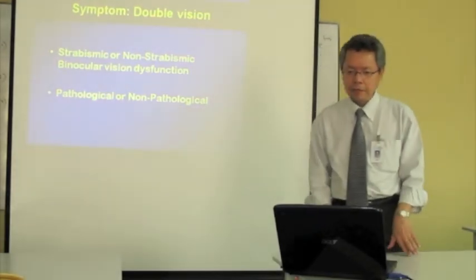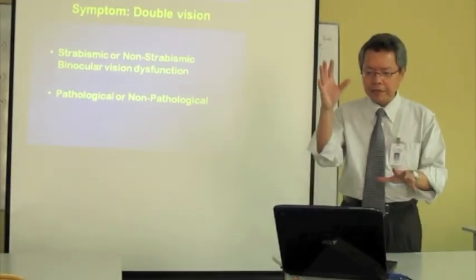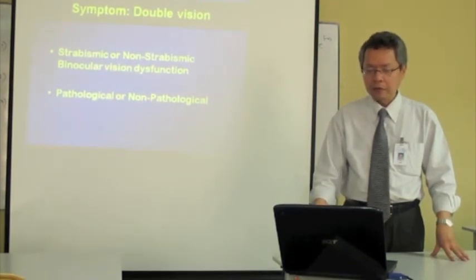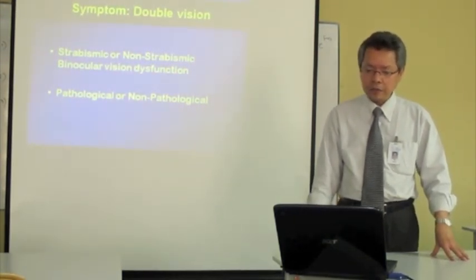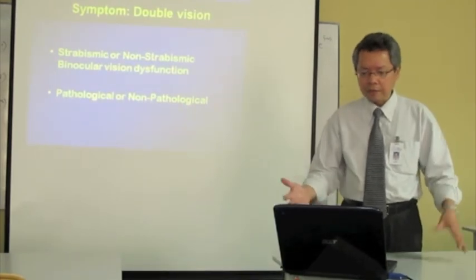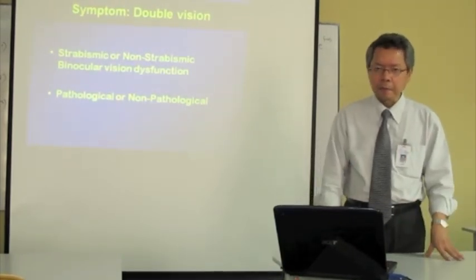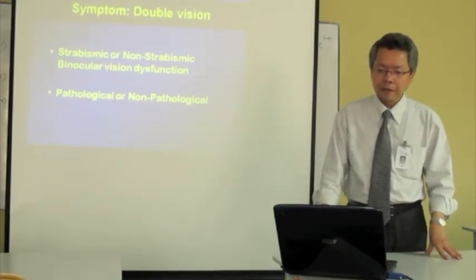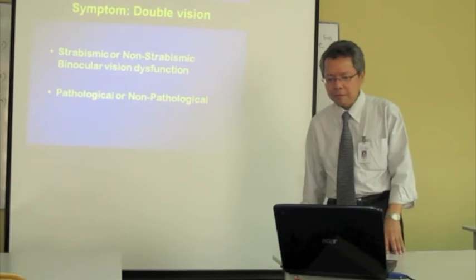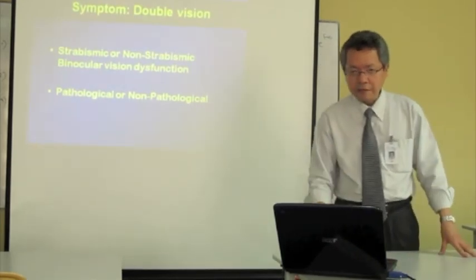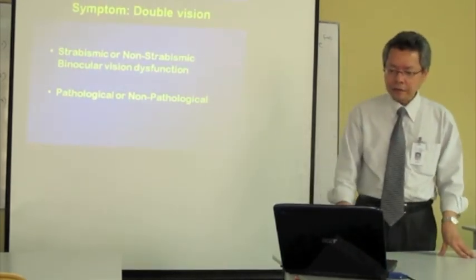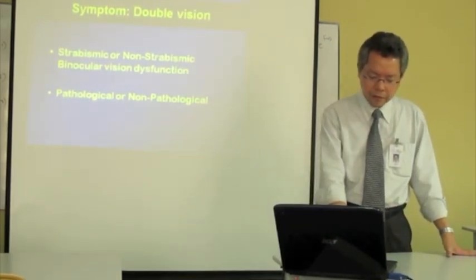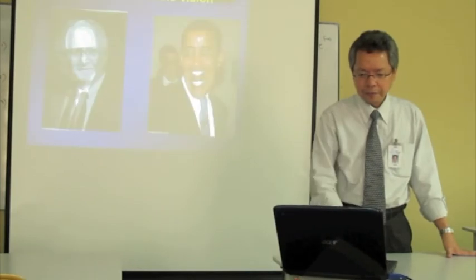Double vision. Someone might complain about seeing things double. That can be due to strabismus, binocular vision dysfunction, or non-strabismic causes. Not quite a squint, but a precursor to squint, if you like, a latent squint. And it can be pathological or non-pathological. If it's pathological, it may be due to some form of tumor that's acting on the nerves or the muscles. If it's non-pathological, it's just a binocular vision problem which can be solved through vision therapy or proper prescription of glasses and prisms.